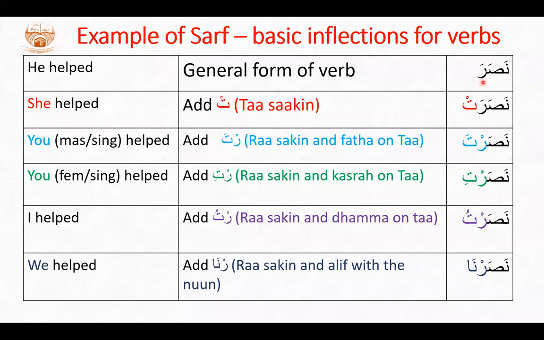So we have here Nasara, which is he helped. How do we form the meaning of she? What did we do? We add a ta with a sukun to it. And we say Nasarat. It means she helped now. So we have learned a pattern. And so let's apply this to something, words that we may know about.